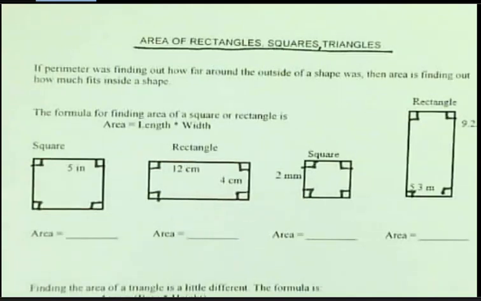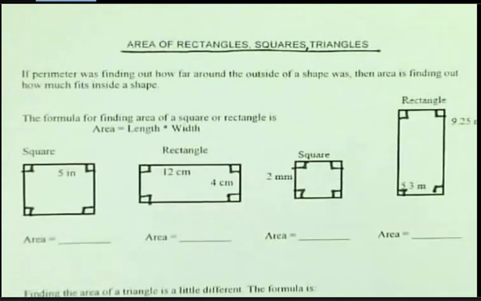All right, math minions, here we go. We are on notes for 105. So we've looked at perimeter. Now we're going to look at area. And today, this lesson is just looking at area for rectangles, squares, and triangles, okay?